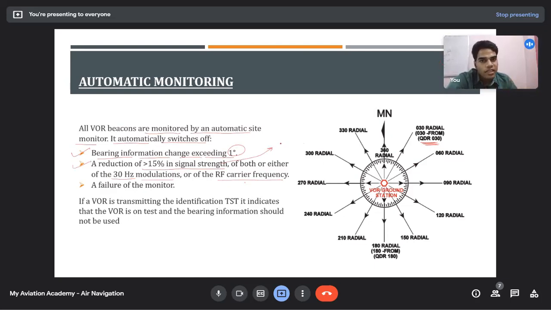If there is no electricity, then there will be no power, and hence the VOR will switch itself off. Lastly, we have failure of the monitor. If the automatic monitor itself fails, then the VOR will switch off also. It's a fail-safe structure. If a VOR is transmitting the identification TST, that means it is in test mode and the pilot should not use it.